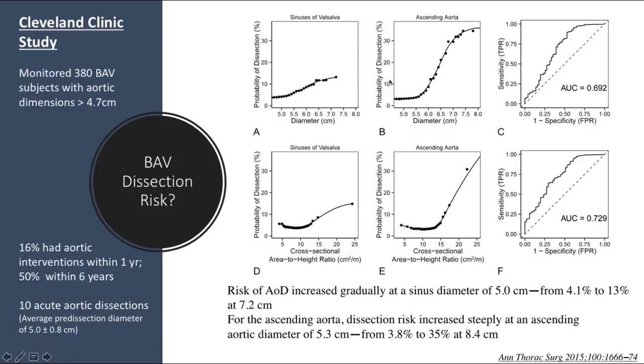What they also found in the ascending aorta is that there was this inflection point where the probability of dissection seems to exponentially increase. And this inflection point was found to be at 5.3 centimeters. Also, an interesting point here is they also looked at cross-sectional area to height ratio, and what they found was that this was actually a better predictor of dissection than absolute diameter. So I think that's something that we might want to keep in mind when we're looking at these patients.